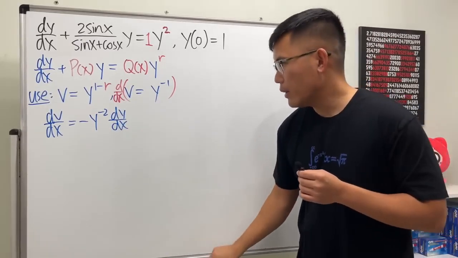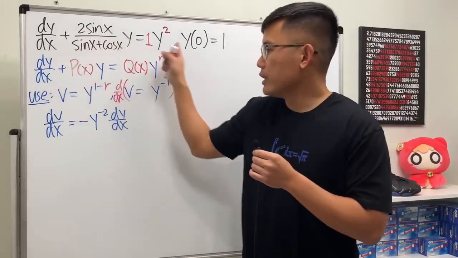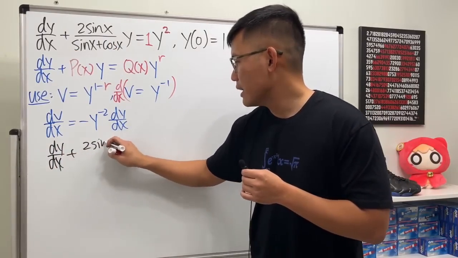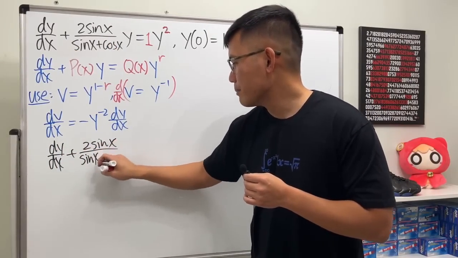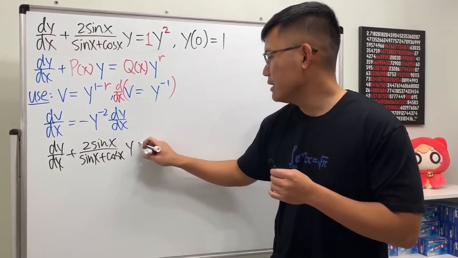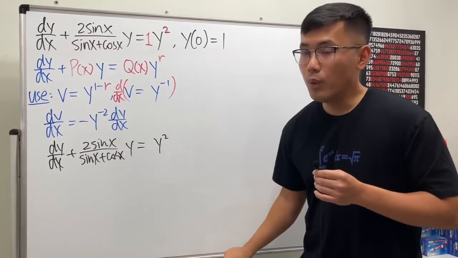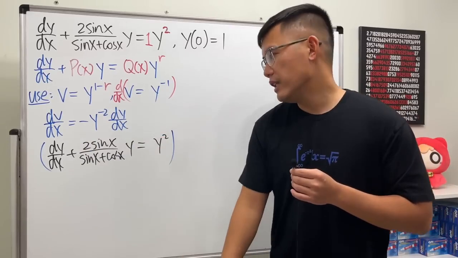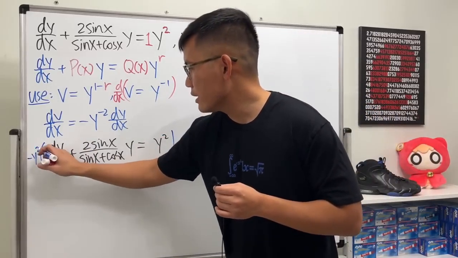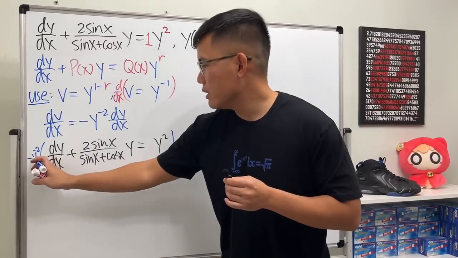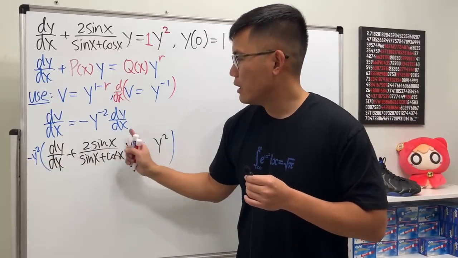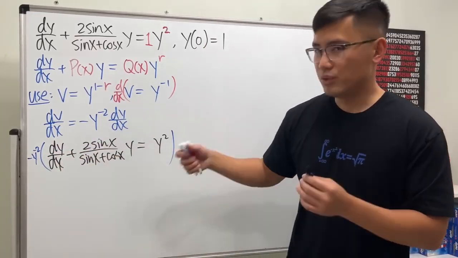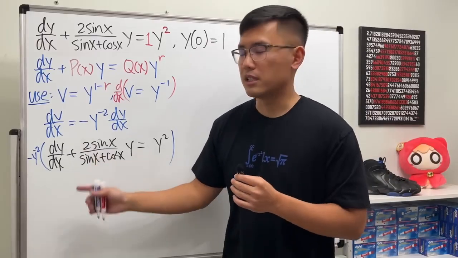And now this is how I will recommend you guys to do it. I'm going to write this down one more time. So we have dy/dx plus 2 sine x over sine x plus cosine x times y, and this is equal to y squared. What we will do is, let's multiply everybody by whatever this coefficient is, namely negative y to the negative 2 power. Because when we multiply this right here, you see, we get dv/dx right away. So that's how I like to do the change. And it will always be like this, very nicely.